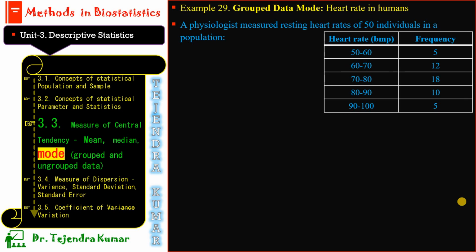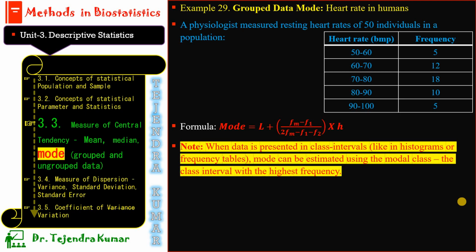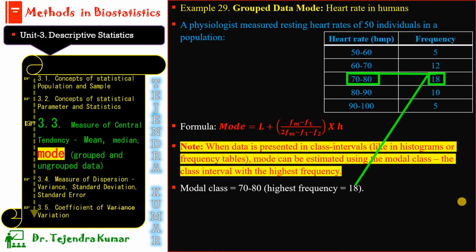In the next example, number 29, grouped data mode, heart rate in humans, we have taken an example for this. A physiologist measured the resting heart rate of 50 individuals in a population, and the heart rate and their frequency are given in the above table. Let's calculate the mode. You know that when data is presented in class intervals like histograms or frequency tables, mode can be estimated using the modal class, the class interval with the highest frequency. So here the highest frequency is 18, and the corresponding class is 70 to 80.